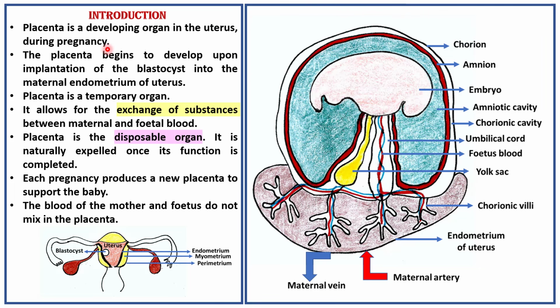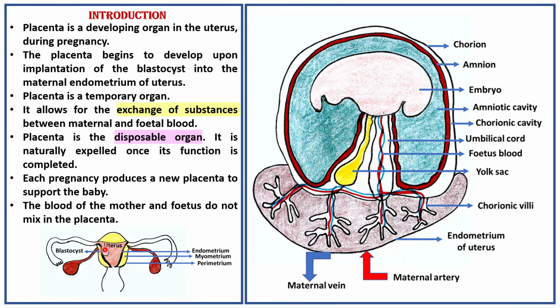So, placenta is a developing organ in the uterus during pregnancy. So, this is the human uterus. It has 3 walls. The outermost wall is called perimetrium. Middle layer is called myometrium. And the innermost layer is called endometrium. When the embryo is implanted in this endometrium layer, placenta starts to develop.